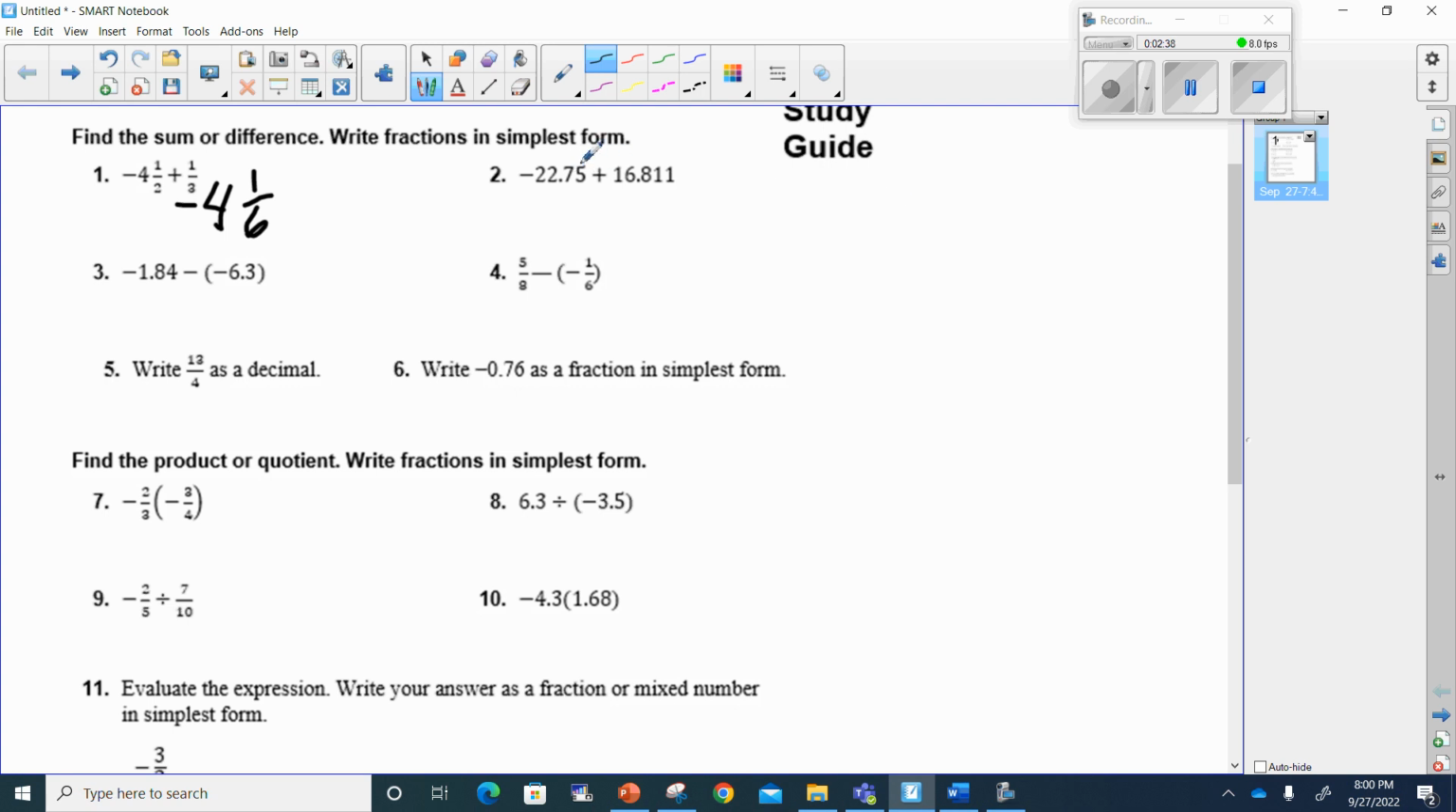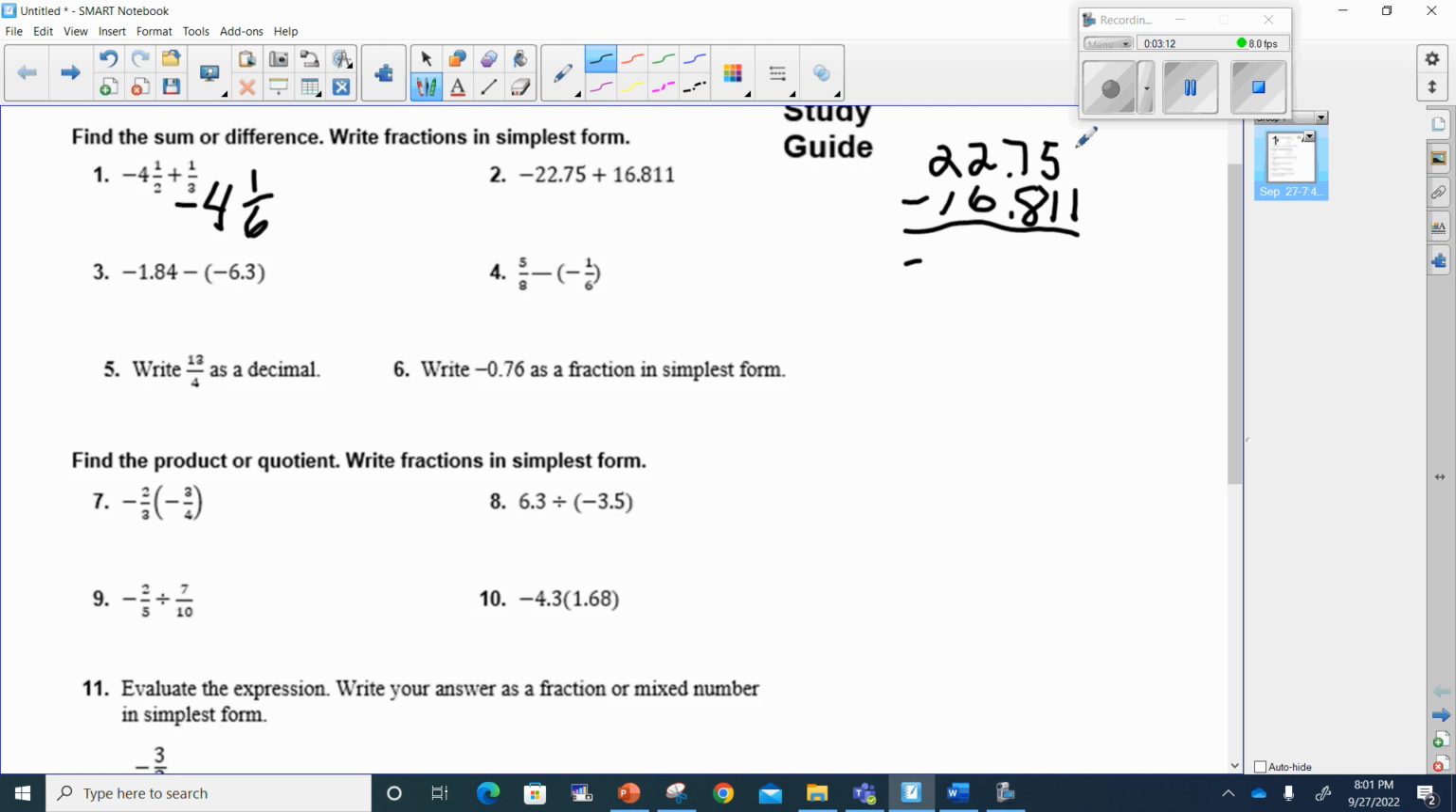Once again, I take the big number minus the small number. The big number is 22.75. The small number is 16.811. Now remember, I'm going to keep the sign of the big number. It's big number minus small number, keep the sign of the big number. So my answer is going to be negative no matter what.